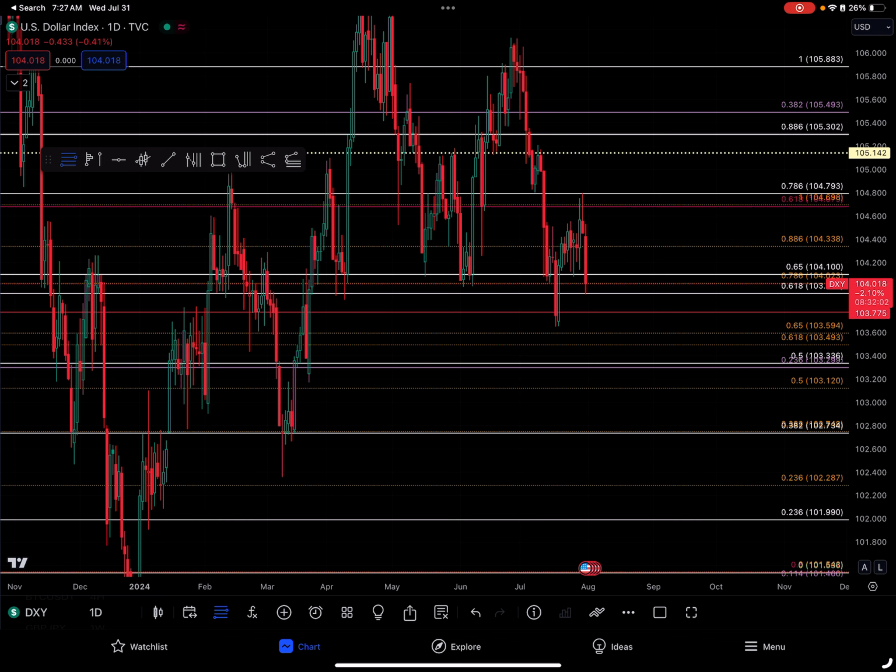The daily, it varies for everything, but with how tech and VIX are looking, it looks decent to set up a reversal. And yeah, that's pretty much it.